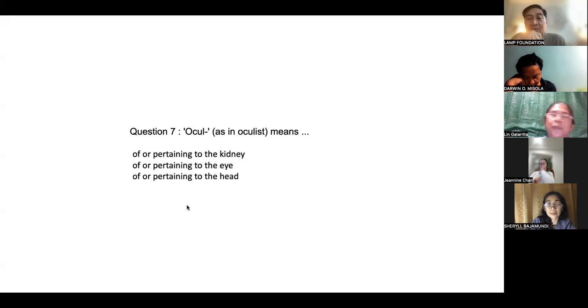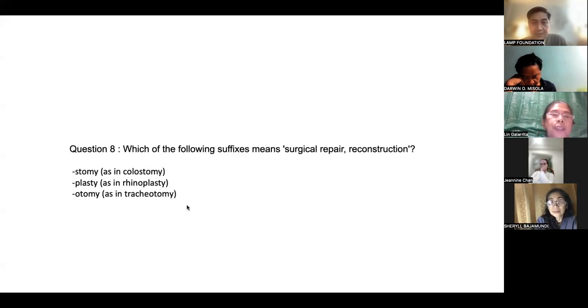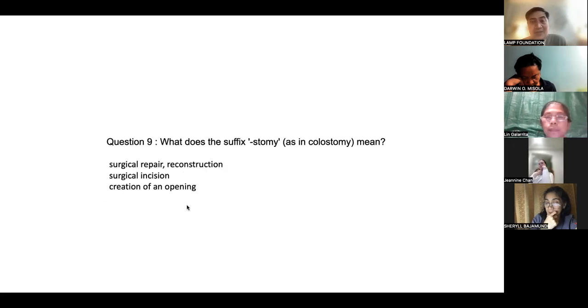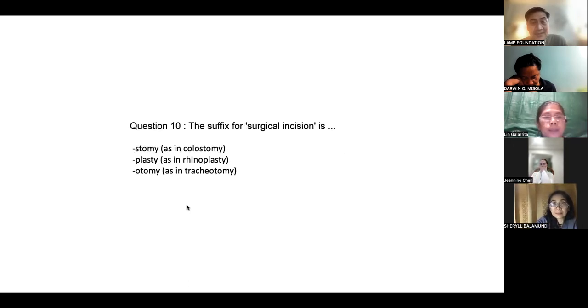Ocul as in oculist means? Of or pertaining to the eye. Which of the following suffixes means surgical repair, reconstruction? Plasty as in rhinoplasty. What does the suffix stomy as in colostomy mean? Creation of an opening. The suffix for surgical incision is?